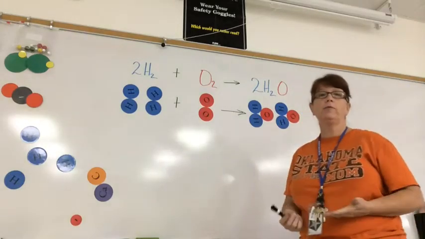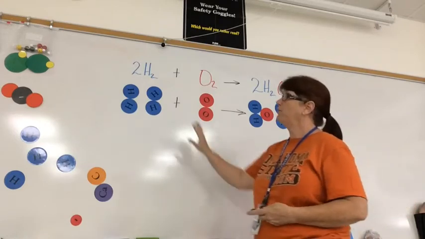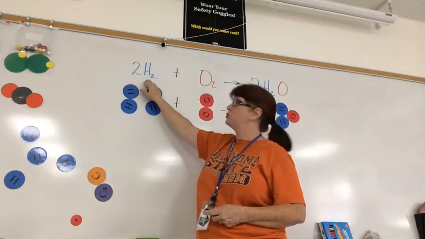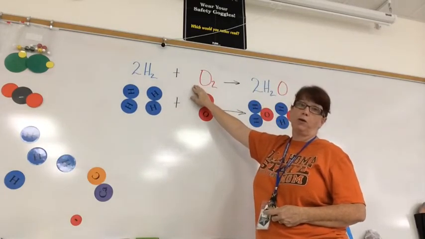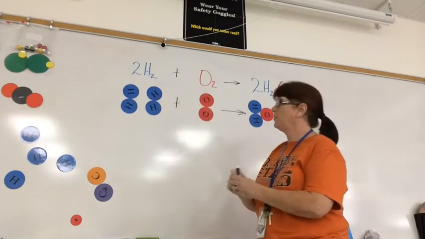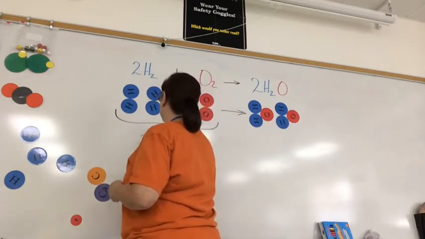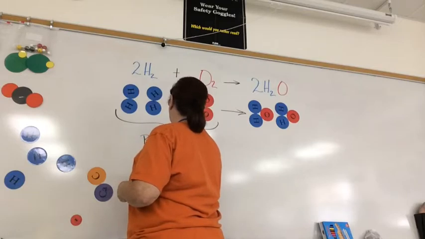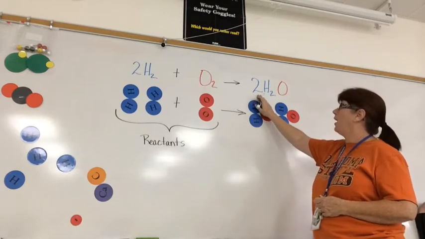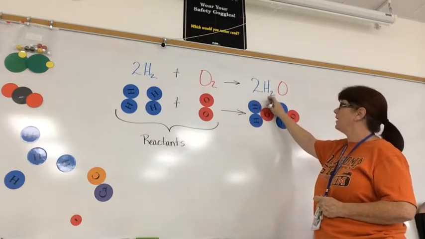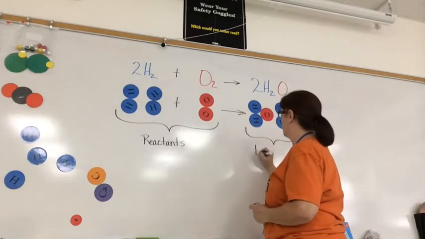Okay, let's look at how we recognize if an equation is balanced. Here I have two molecules of H2, and over here I have one molecule of O2. Remember that these are called our reactants. Over here, I have two molecules of H2O. This is known as our products.